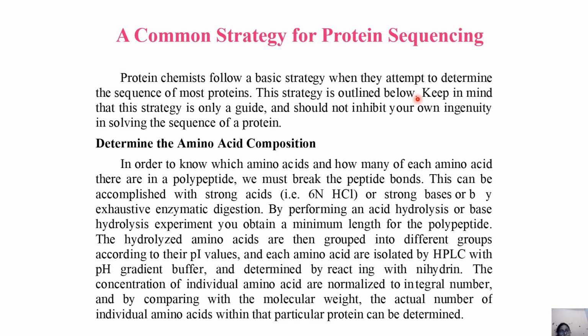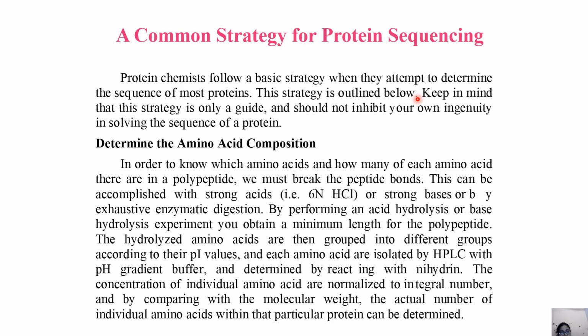In order to know which amino acids and how many of each amino acid there are in a polypeptide, we must break the peptide bonds, and this can be accomplished with very strong acids like 6 normal HCl, strong bases, or exhaustive enzymatic digestion. By performing an acid hydrolysis or base hydrolysis experiment, you obtain a minimum length for the polypeptide.